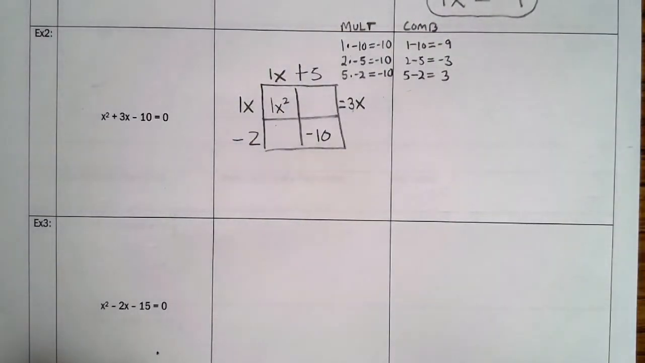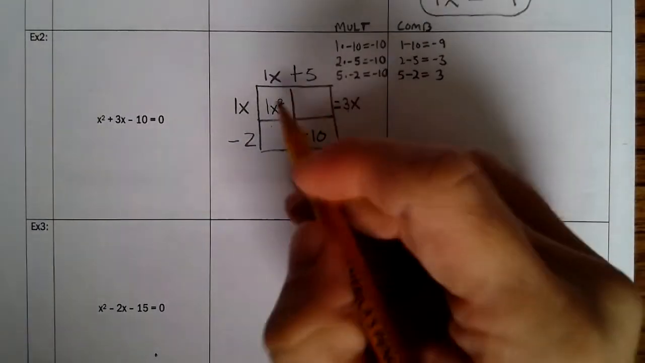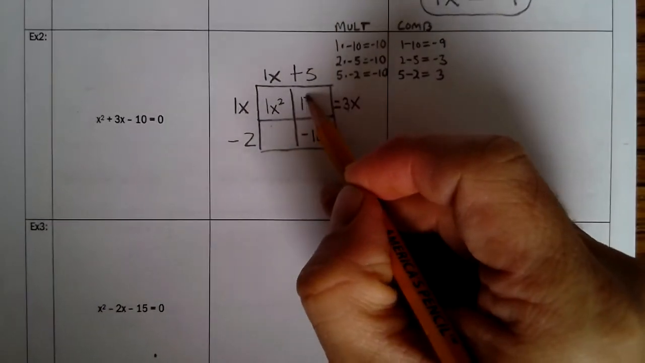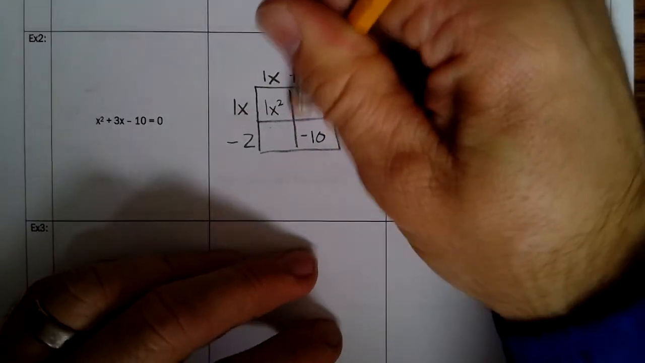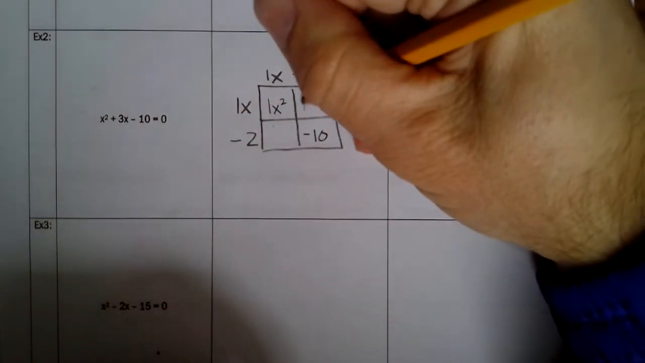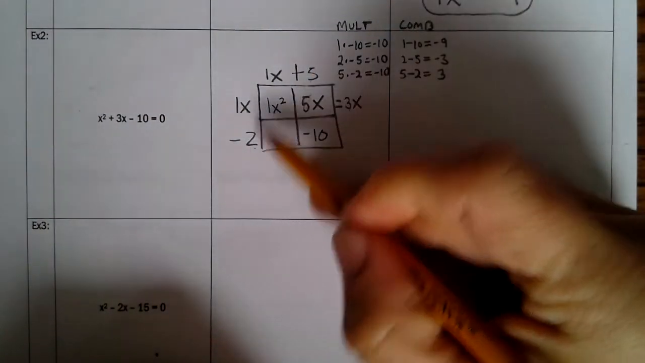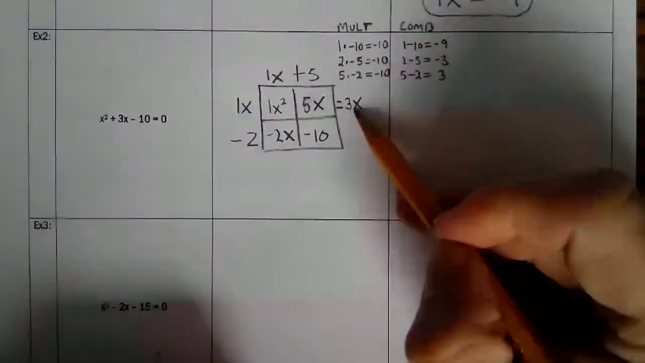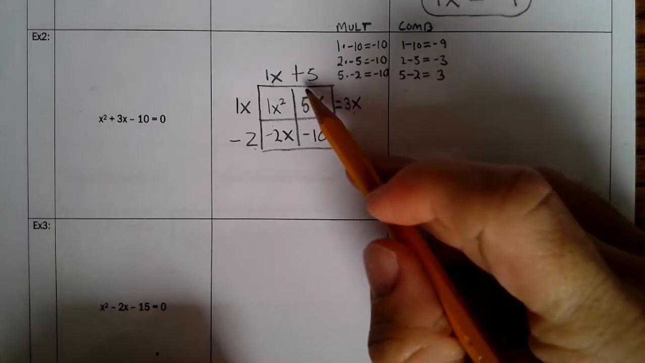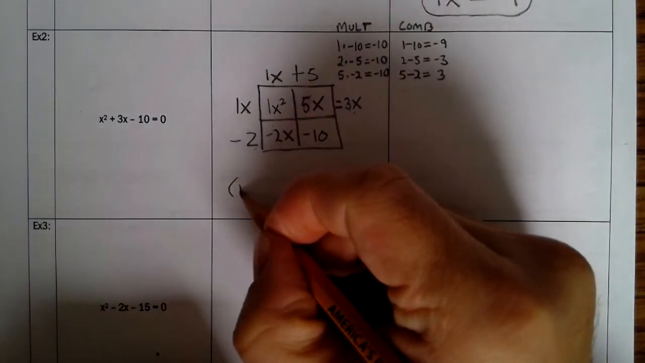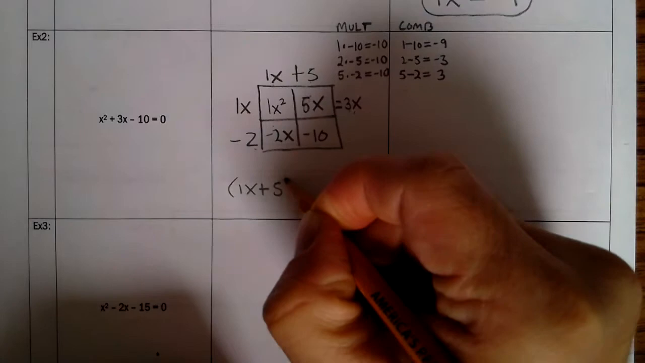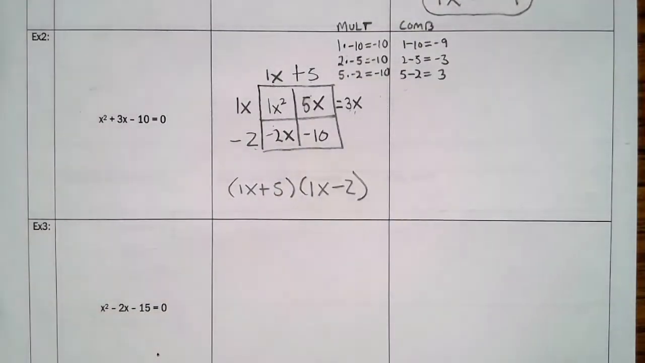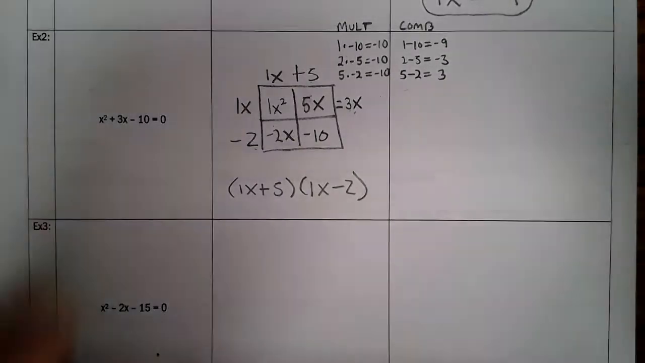Okay? So we multiply to check. So 1x times 5 is 5x. And then negative 2 times 1 is negative 2x. Well, 5x minus 2x is 3x. So now we found our factors, which are 1x plus 5 and 1x minus 2. Since we stole space here.